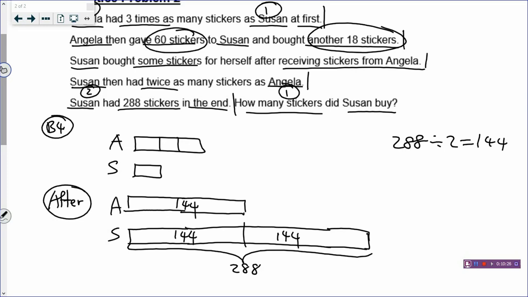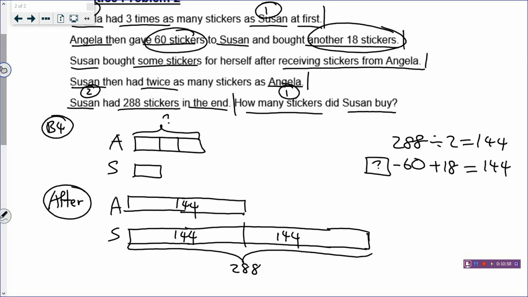Okay, now look at Angela. We don't know how many Angela has at first. So maybe let's put a question mark here, right? Angela, how many at first? We are not sure. But what did she do? She gave 60, so you minus 60, and then she bought another 18, so you plus 18, and then how many stickers did she have in the end? Which is 144.